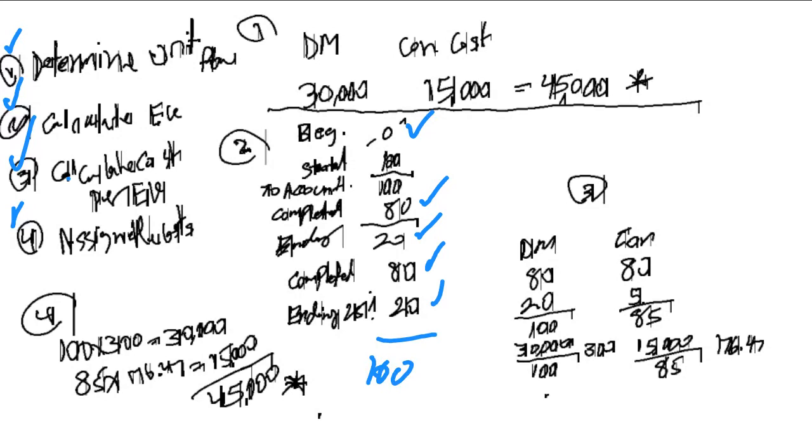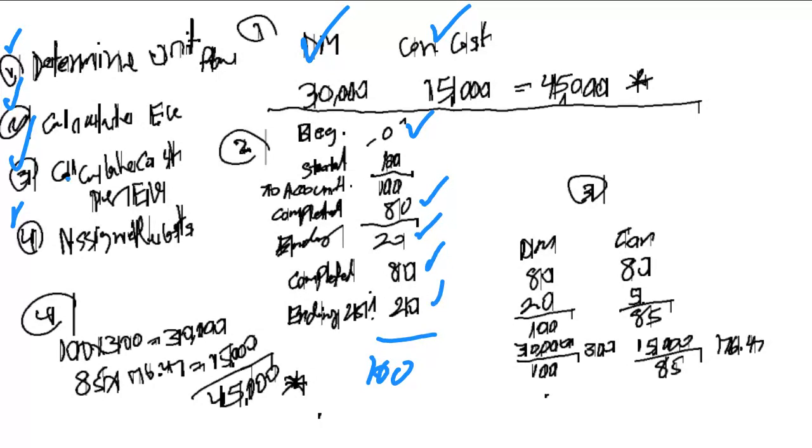Our total cost is $30,000 direct material and $15,000 conversion cost. These numbers will be given. So the good news is you have complete information, even though they tell you the degree of completion of these 20 units, which I discussed in the previous video.